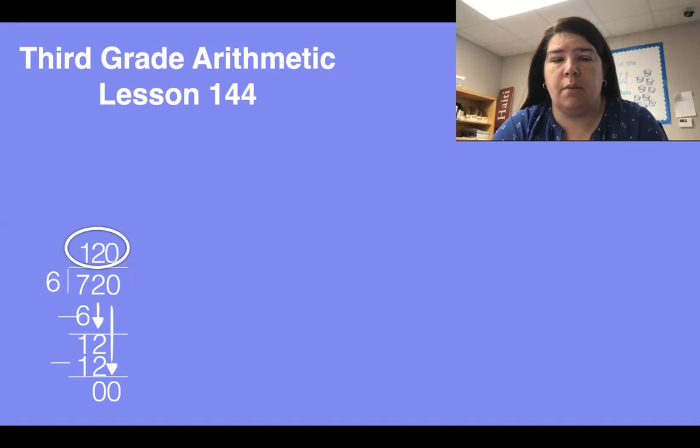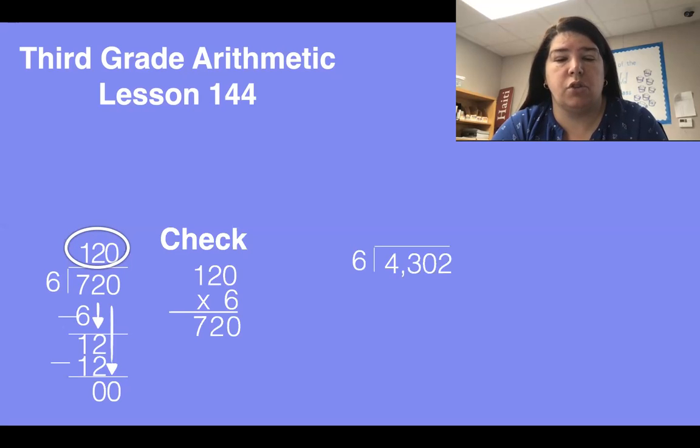In order to check and make sure, we need to take the answer, the quotient, multiplied by 6. 6 times 0 is 0. 6 times 2 equals 12. Put down the 2, carry the 1. 6 times 1 is 6, plus 1 is 7, 720. Let's go ahead and do one more.